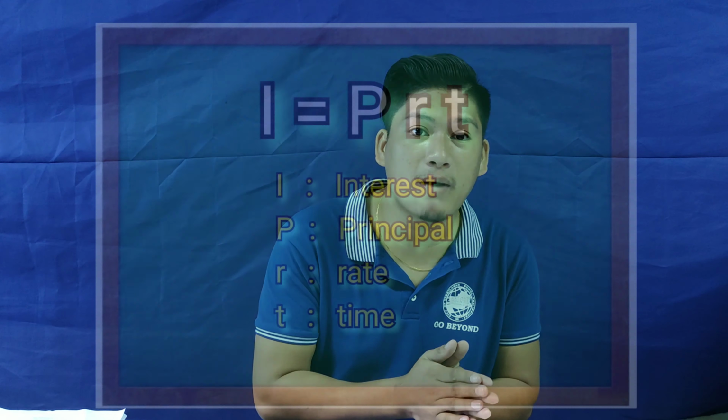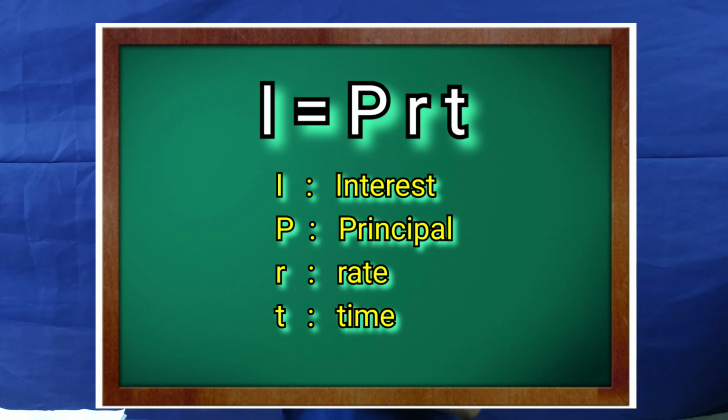This time, how are we going to solve the interest? Paano natin mako-compute kung magkano yung tubo ng ating pera na ini-invest natin? And interest is dependent on the principal, rate, and time. Again, interest is dependent on the principal, rate, and time. Because the formula in solving the simple interest is principal times rate times time.